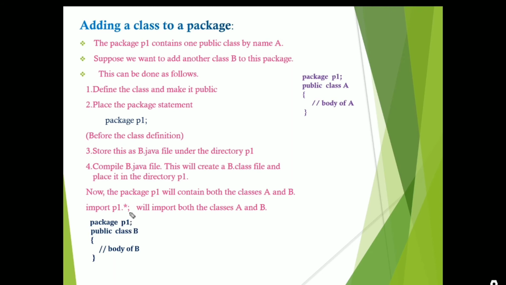Okay, then save it as b.java in the p1 directory and compile this file, and it generates the b.class file in the same directory p1. Now the package p1 will contain both class b as well as class a. When we import like this, import p1.*, we can use class a and class b, which are two different classes belonging to the same package. So both the classes will be imported. p1.* means we can use either class A or class B in our class.